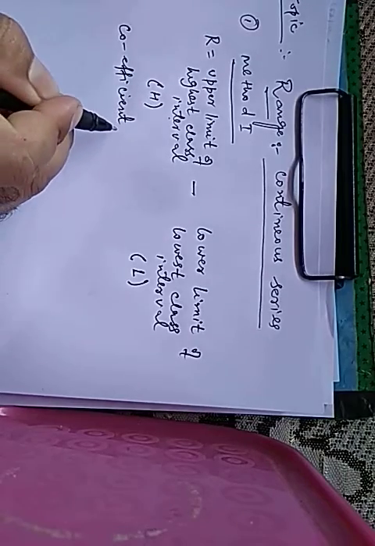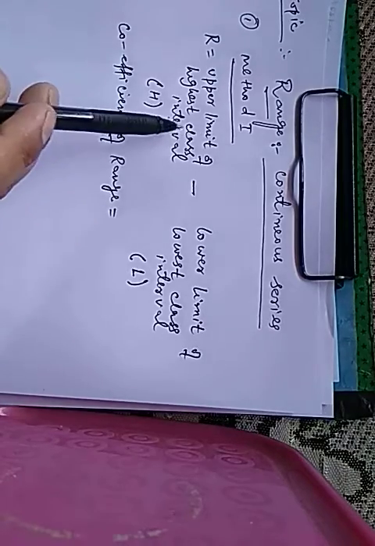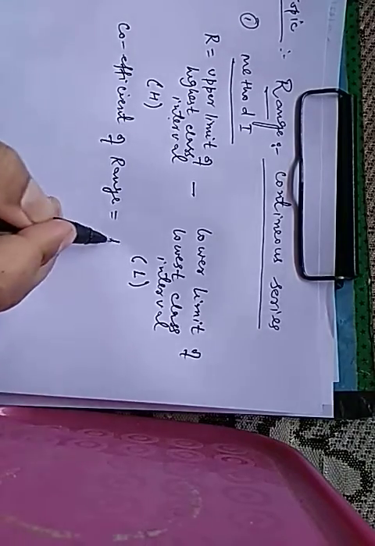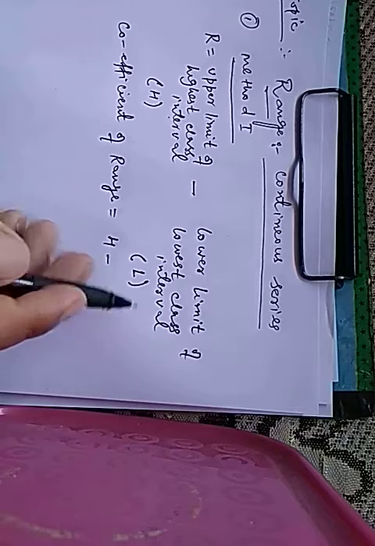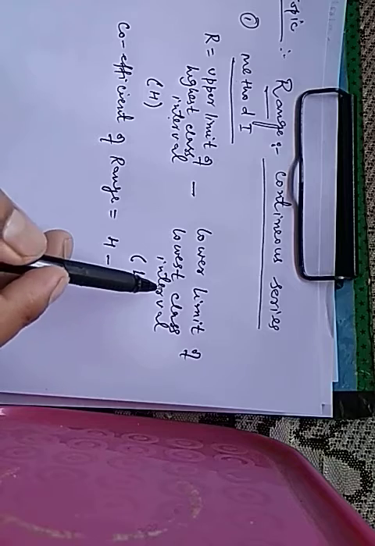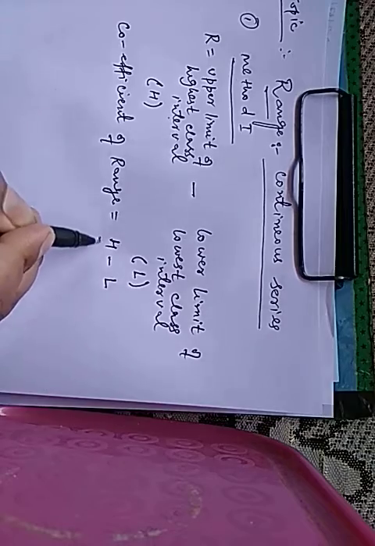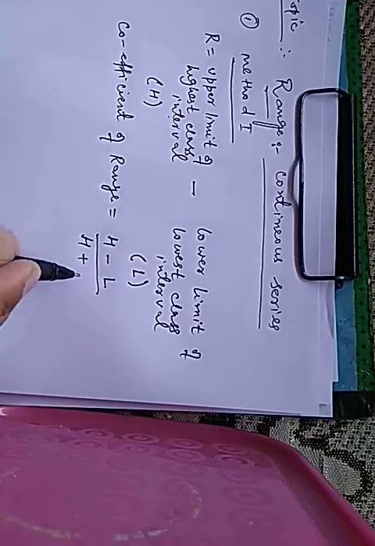And coefficient of range will be equal to upper limit of highest class interval minus lower limit of lowest class interval, or we can say smallest class interval, divided by upper limit of highest class interval plus lower limit of lowest class interval.